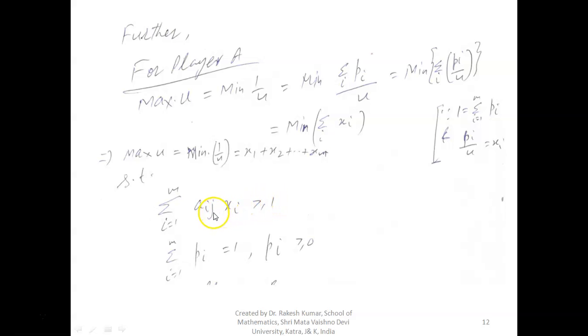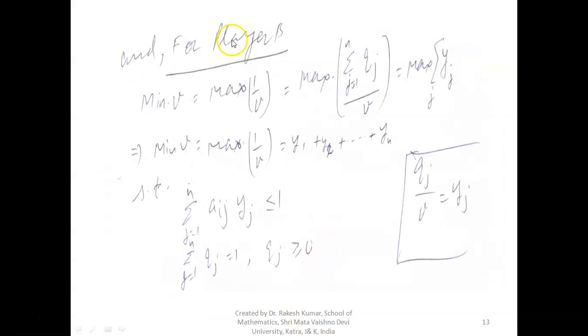So what we did, we simply divided both sides by U, and then this Pi upon U is Xi, so it is written over here, and definitely we get the U upon U as 1, so greater than or equal to 1, and Xi greater than or equal to 0, because Pi is always positive, U is also positive, and therefore Xi is greater than or equal to 0. Or we can write summation i from 1 to m of Pi equal to 1 and Pi greater than or equal to 0.